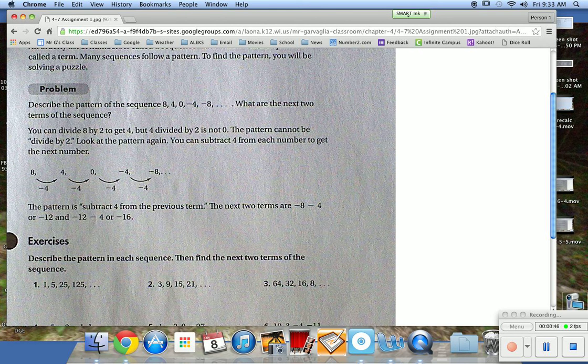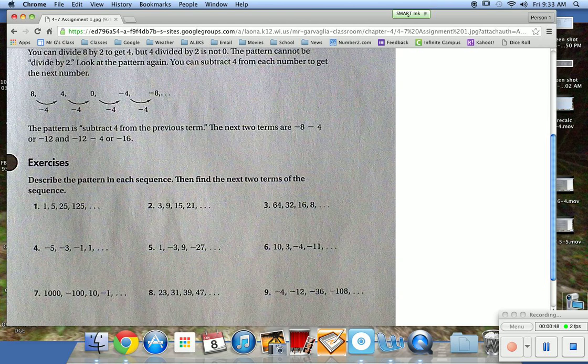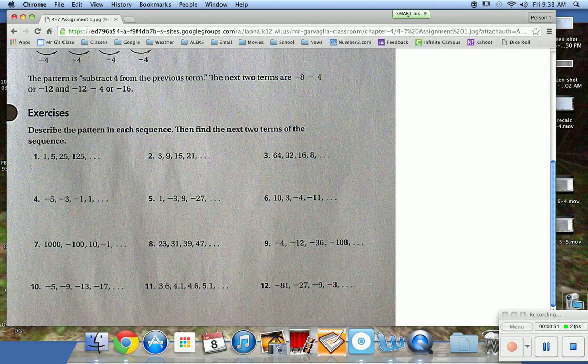All right? So if we're going to look at these exercises right here, let me do the first couple. What's happening here? It's going from 1 to 5, 5 to 25, 25 to 125. What's happening? It's times 5 each time.